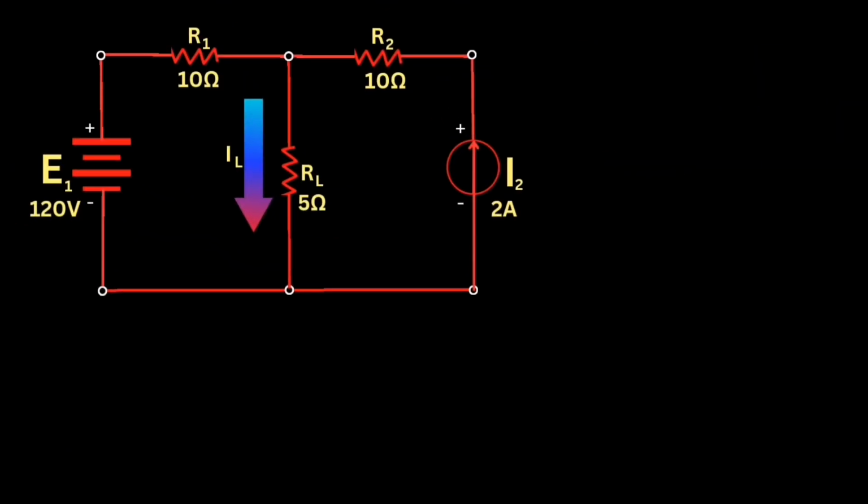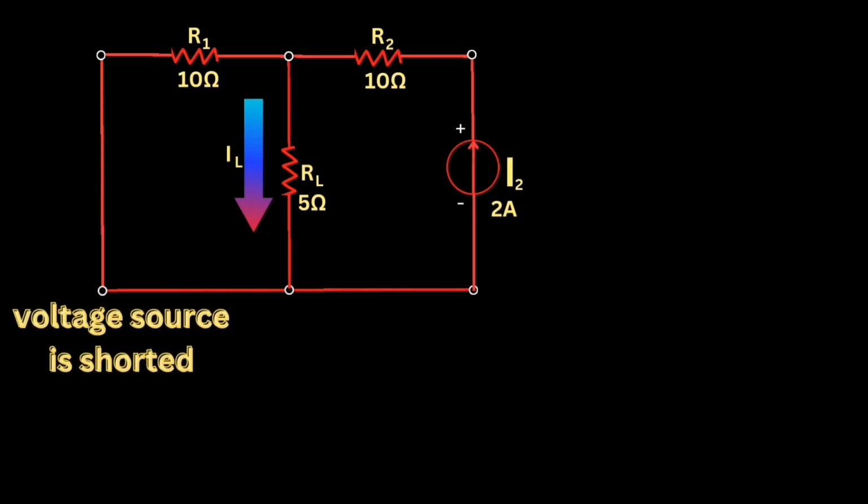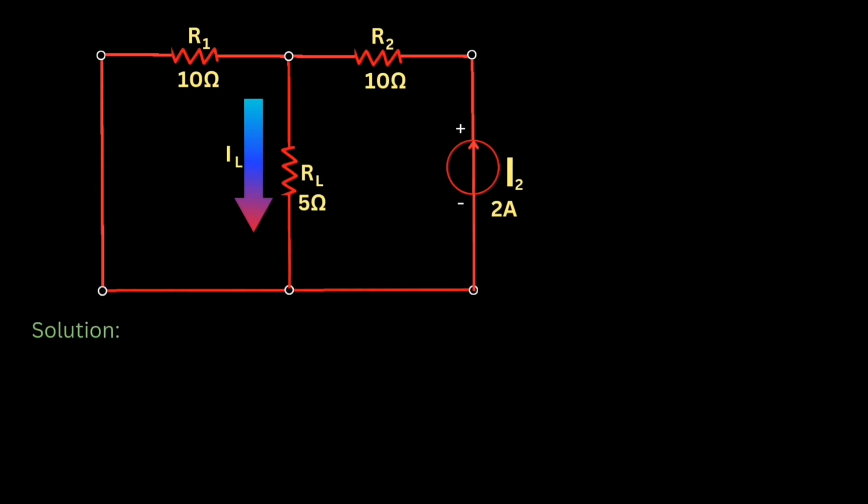Then next, take the current source and short the voltage source. So the solution, I2 is equal to 2 amperes. Then for I1 and IL with respect to the current source I2, we will use the current divider formula. I1 is equal to I2 times R total over R1.